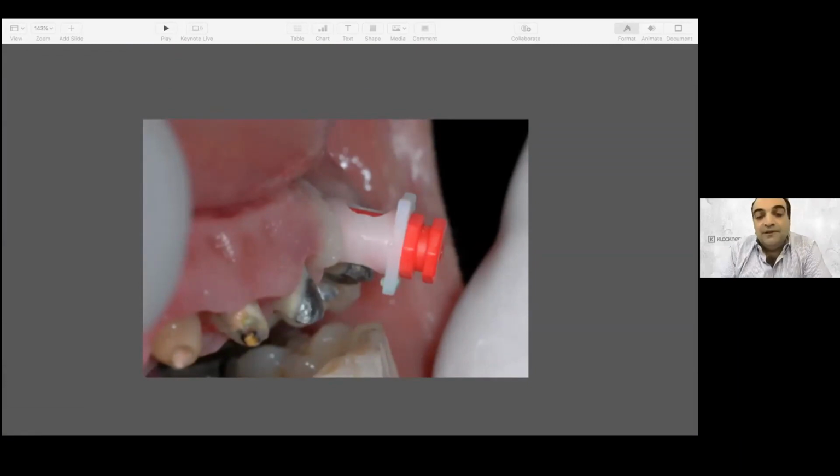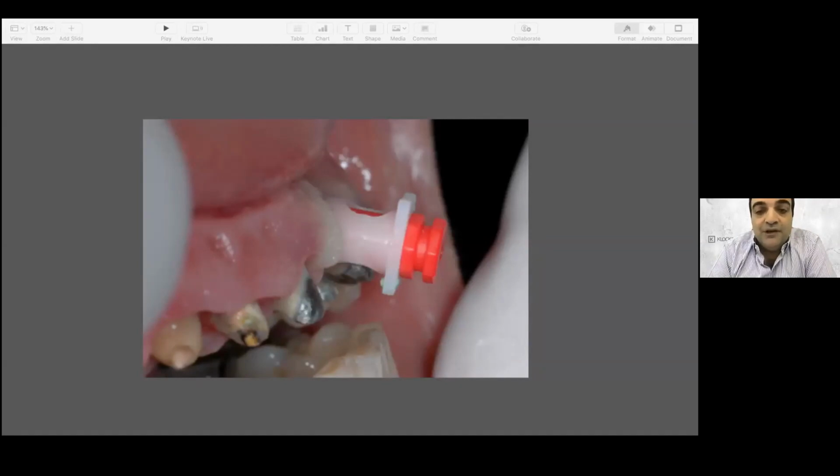All our implants should be prosthetically driven. We cannot end with an implant placed like this one. We cannot do the final restoration for this implant. We will be forced to remove this implant, do bone grafting, wait 9 months, then replace another implant, wait 3 months for our final crown, and the treatment will finish after 1 year.